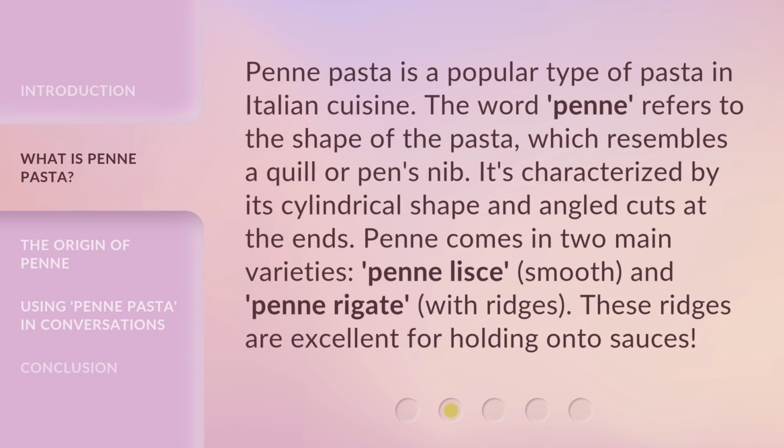Penne pasta is a popular type of pasta in Italian cuisine. The word penne refers to the shape of the pasta, which resembles a quill or pen's nib. It's characterized by its cylindrical shape and angled cuts at the ends. Penne comes in two main varieties: penne lisce, smooth, and penne rigate, with ridges. These ridges are excellent for holding onto sauces.